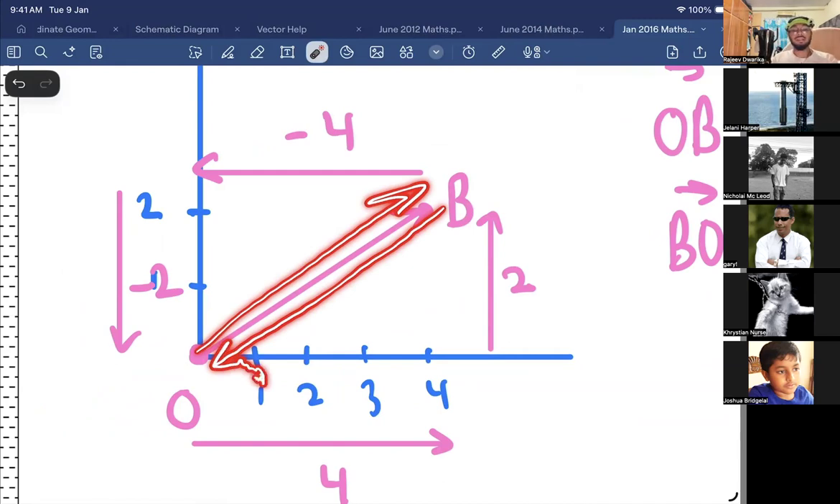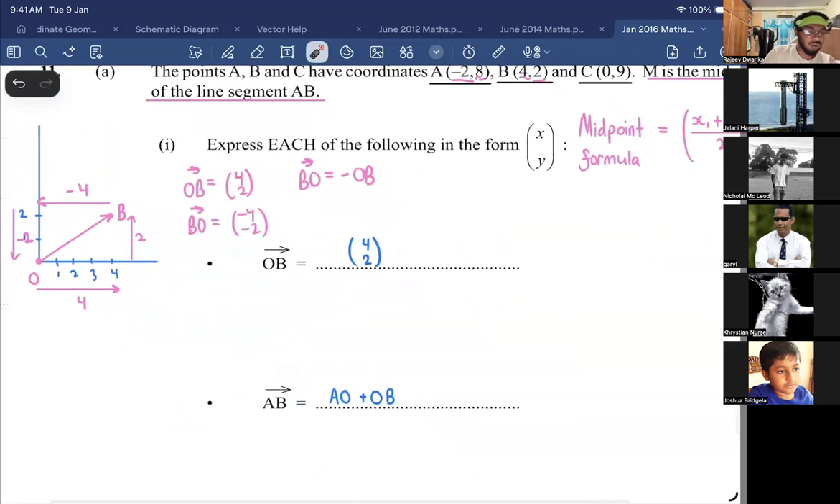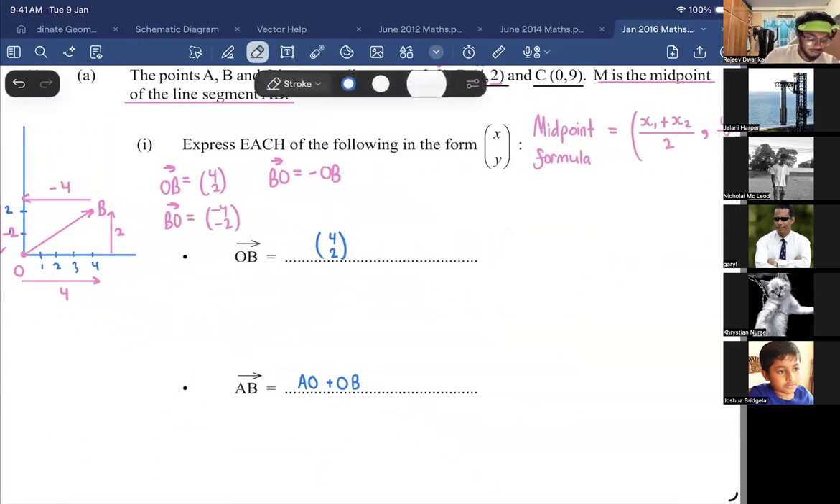Yes or no? Would they be going in the same direction? No. Opposite. They're going in opposite directions. So anytime you're going in opposite directions, you change the sign. And so if to go from O to B was +4, +2, then to go from B to O, it'll be -4, -2. And I hope all of you can see that that is just -OB. That's all it is.